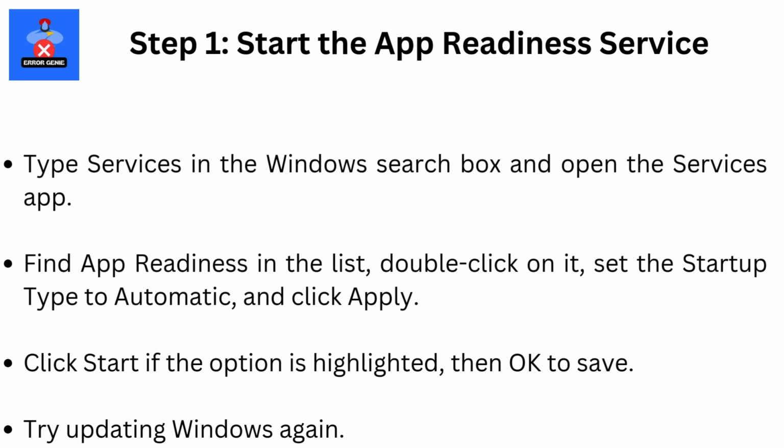Step 1. Start the App Readiness service. Type services in the Windows search box and open the Services app. Find App Readiness in the list, double-click on it, set the startup type to automatic, and click Apply. Click Start. If the option is highlighted, then OK to save. Try updating Windows again.